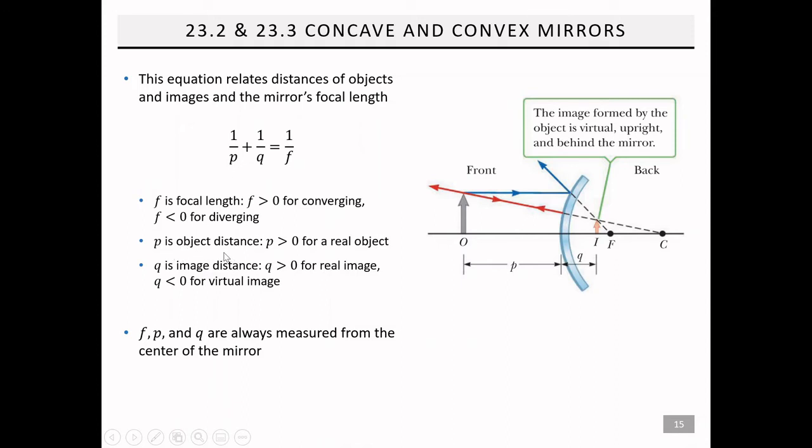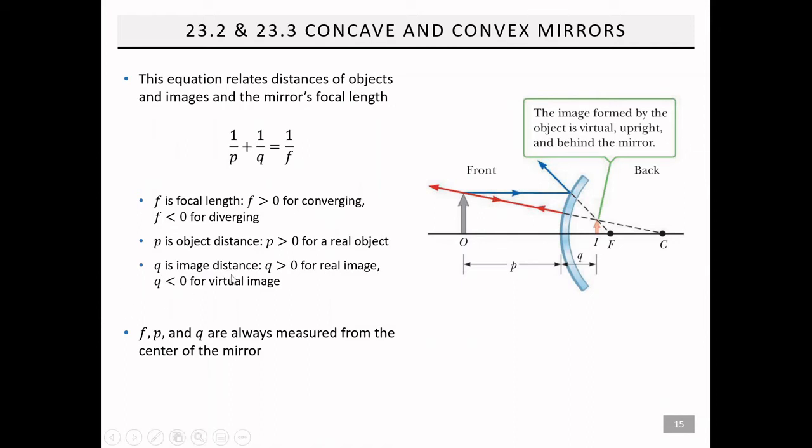P is the object distance. That's the distance from the object to the mirror. When we're dealing with a real object, P is greater than 0. Most of the time in this class, we will be dealing with real objects. There is one case in particular in lab where we will have a virtual object. I don't want to deal with virtual objects too much, so I'm going to skip over that for now, and I'll talk about that more in lab.